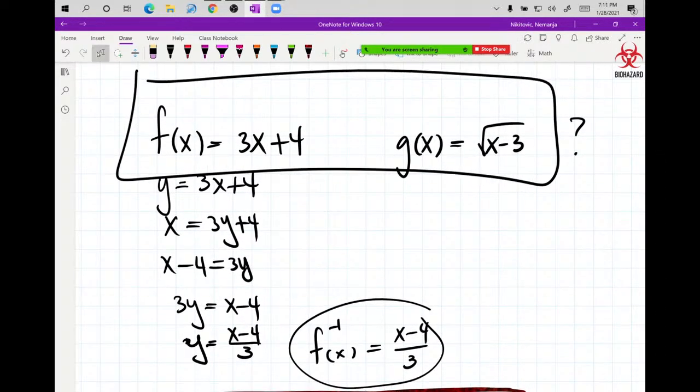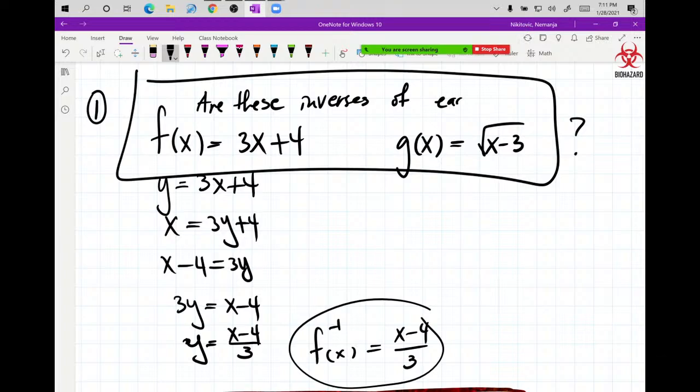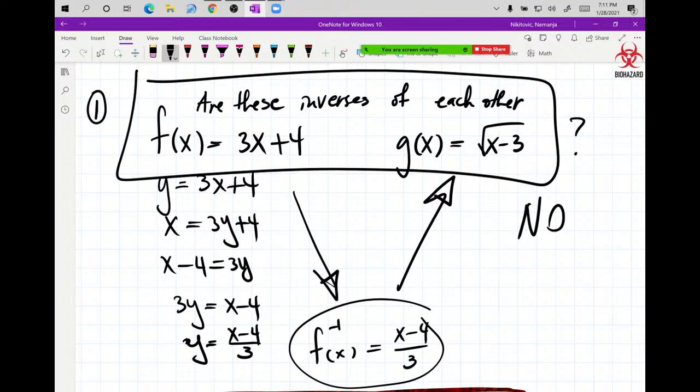So this is problem number 1, where I ask, are these inverses of each other? And the answer was no. And the way we answer this question is by actually finding the inverse of f and saying that's not the same as this g. So they're not inverses of each other. And then that problem is over.